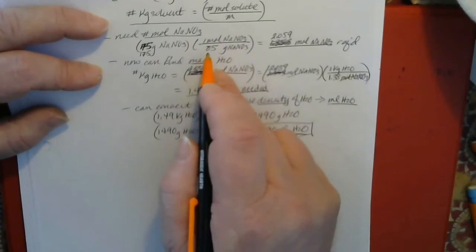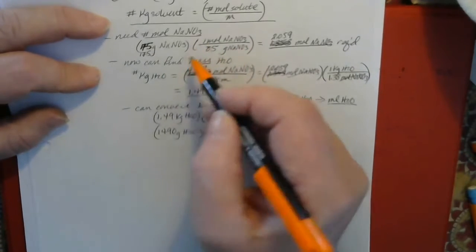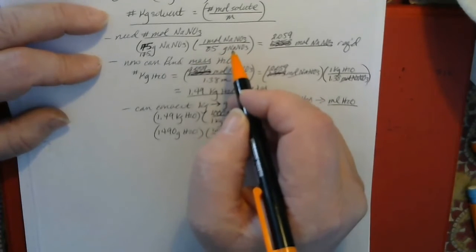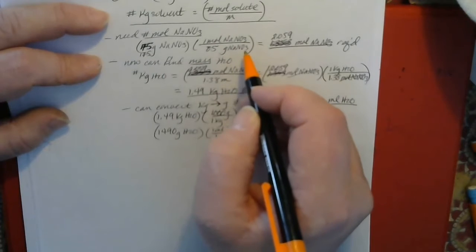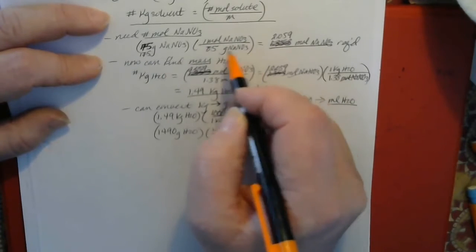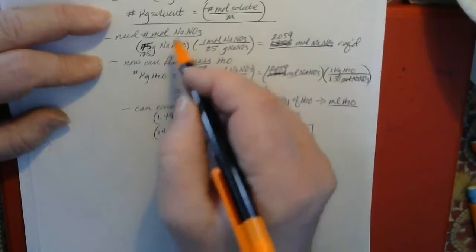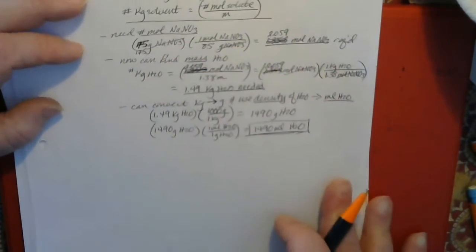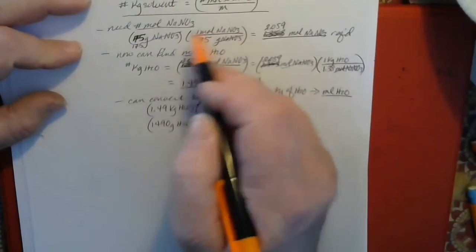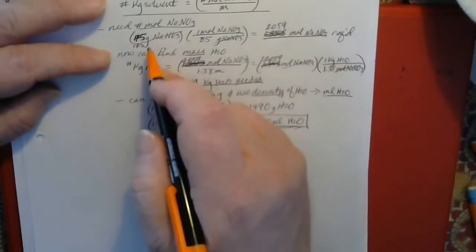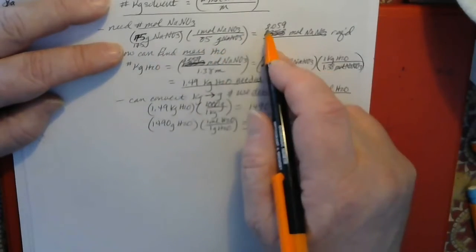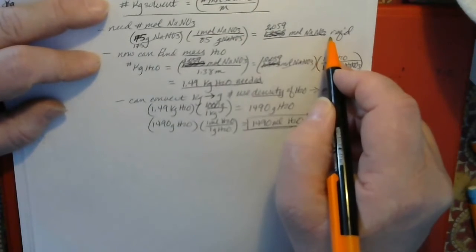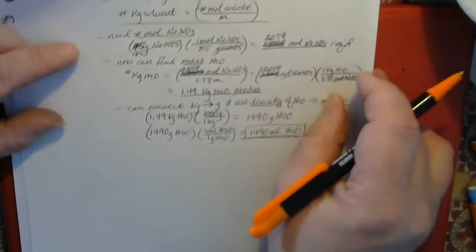Each mole of NaNO3 has a mass of 85 grams, from the periodic table. The atomic mass of Na is 23, nitrogen is 14, plus 3 times 16 for the oxygens, which totals 85. We divide by that so that grams of NaNO3 cancel, and we get moles of NaNO3 as the unit for our answer. 175 divided by 85 gives 2.059 moles of NaNO3 required for the solution.